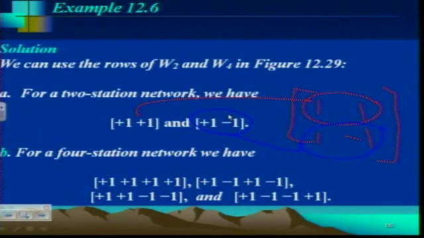For 4 stations, you go ahead and you have to expand this to W4, and then you take each of the rows, and you would have this one as your code chip. Okay? Any questions?